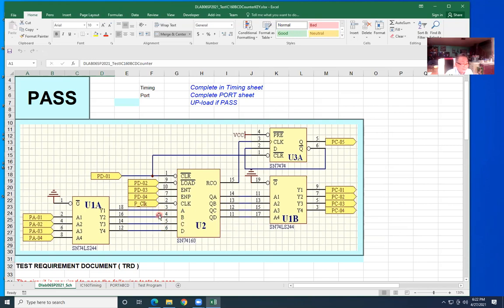You apply 1, 0, 0, 1 means number 9. If you apply pin 9 at 0, then output will be 1, 0, 0, 1. However, pin clear must be 1. In this IC, clear has a higher priority. Clear equals 1, no matter what else here, don't care, output must be 0. Okay?